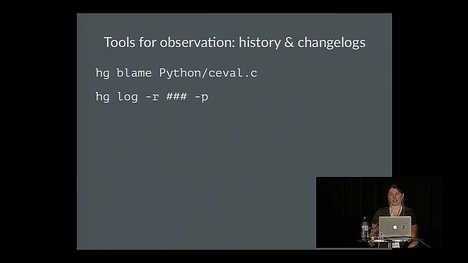Closely related to history is looking at actual changelogs. For Python in particular, which uses Mercurial, you'll want some incantation like this one. And this will give you a patch that introduced a particular line of code, and the author and the commit message and so on. And this is really useful for understanding the context in which the code was introduced.